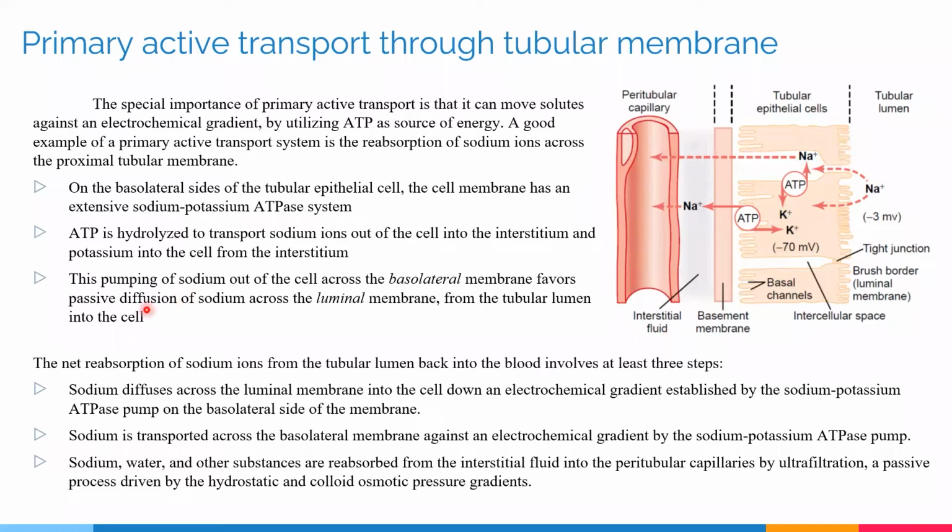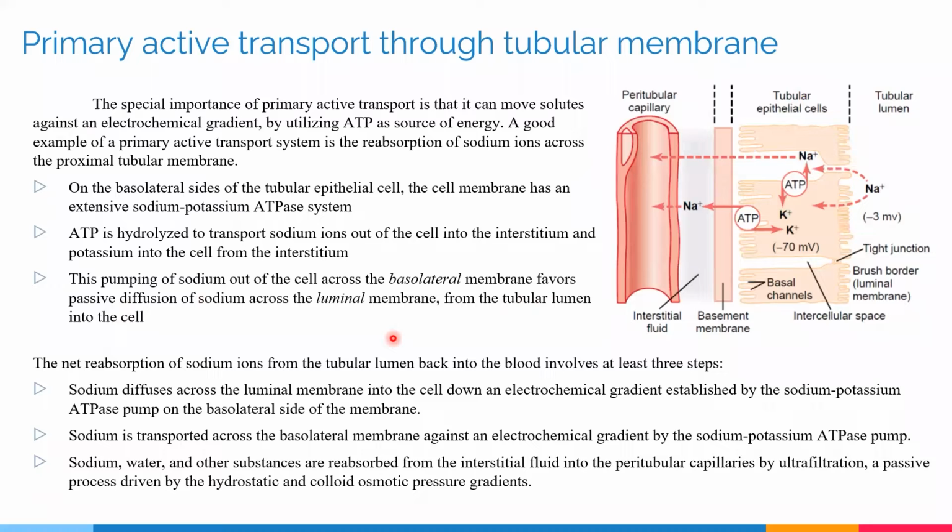This pumping of sodium out of the cells across the basolateral membrane favors the passive diffusion of sodium across the luminal membrane. That is, the luminal membrane is the membrane that is facing toward the tubular lumen, or the interior of the renal tubules. So the concentration gradient that is now created, due to the lower concentration of sodium inside the cells, allows sodium from the tubular lumen to get into the epithelial cells themselves.